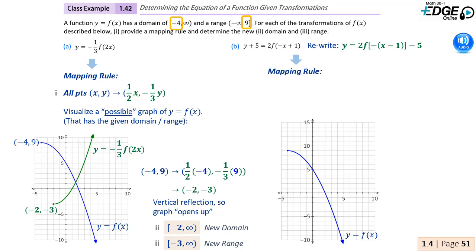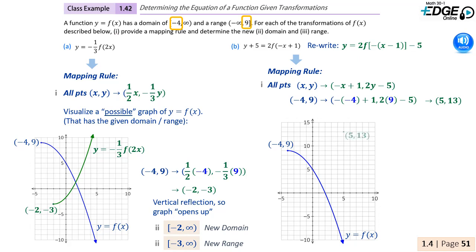From here, we can write our mapping rule. We see that x has been affected in two ways. There's a reflection in the y-axis and a translation of 1 unit right. Our y value has been affected in two ways, a vertical stretch by a factor of 2 and a translation of 5 units down. Much like the last example, we'll apply this mapping rule to our endpoint of -4 and 9. This time, our new endpoint is at 5 and 13.